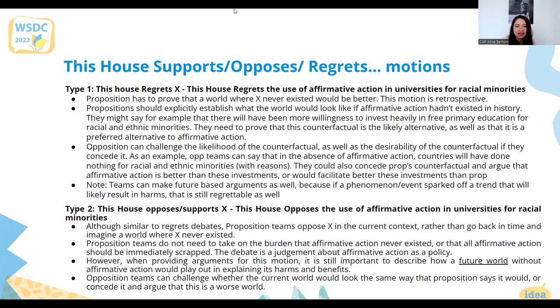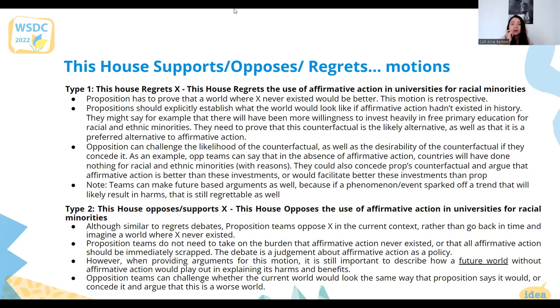Another thing that is important to mention here is that even though we are discussing if the world would be better if we are assuming that this thing keeps existing, teams can also claim impact on the future. Because even if a policy was implemented in the past, it might have impact on the future. So they are right to claim a world being worse or better because that thing existed in the past, even if that's not the status quo. So this house regrets motions are basically motions that are looking both ahead and looking before to compare both worlds. So I think those are the main points on that specific kind of motions.